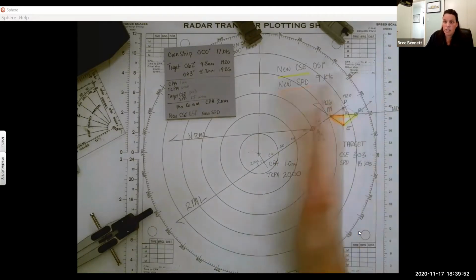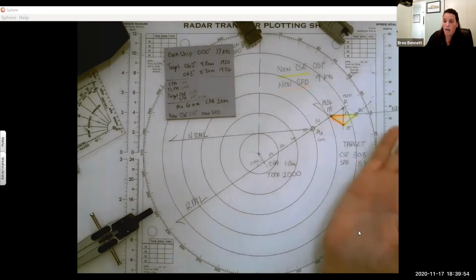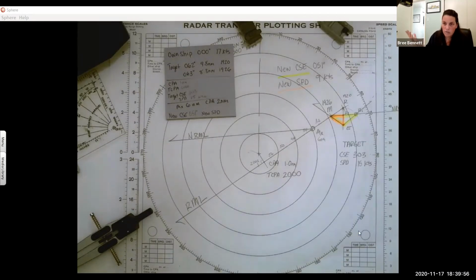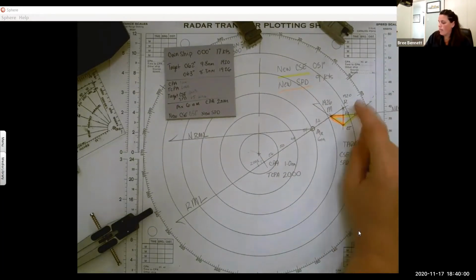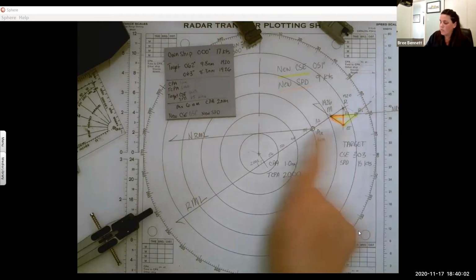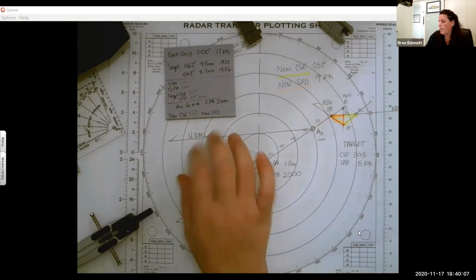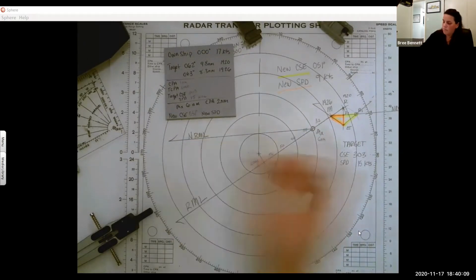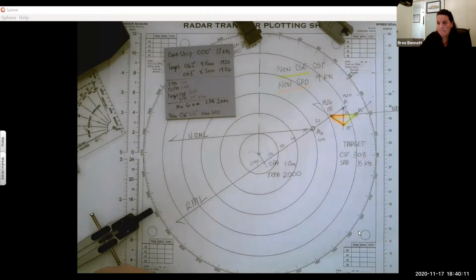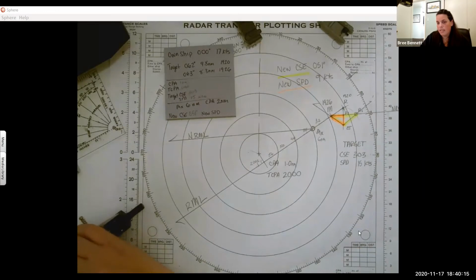Is there land over here? We can't even change course that far. Do we need to slow down? Who knows? So what are our options for creating that CPA that we want? But yeah, option A and option B.